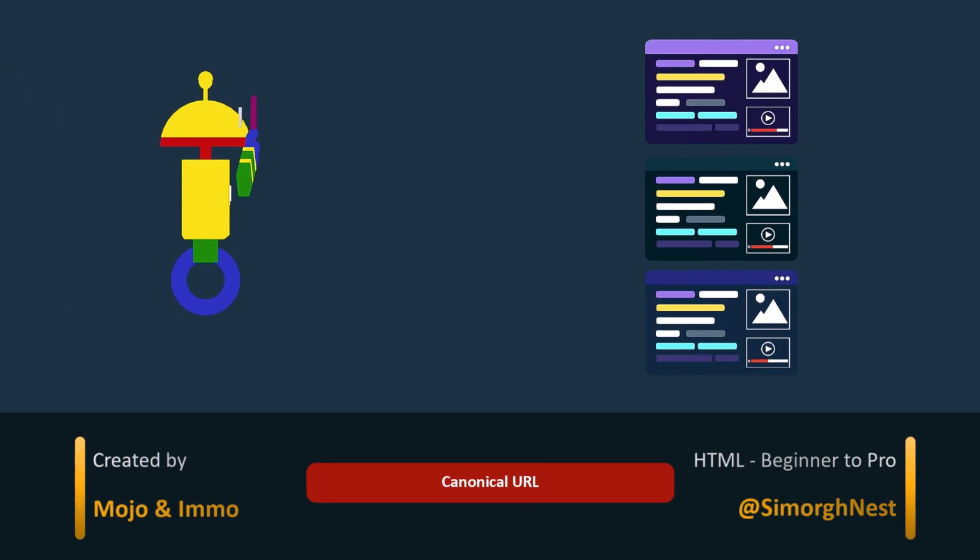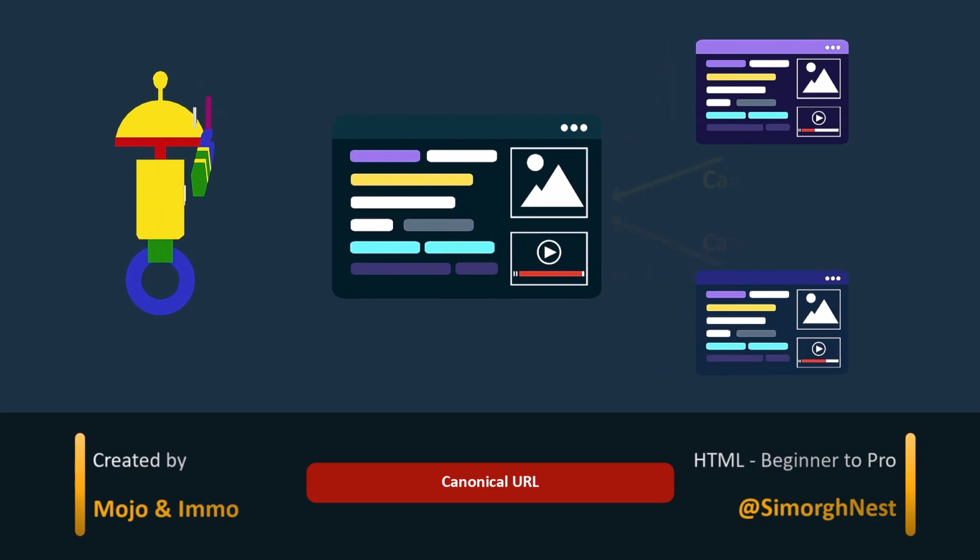A canonical URL is used to inform search engines that similar URLs represent the same content. Sometimes you may have products or content accessible through multiple URLs. By using canonical URLs, you can have these variations on your site without negatively impacting your search engine rankings. In this lecture, we'll cover what canonical URLs are and how to use them.